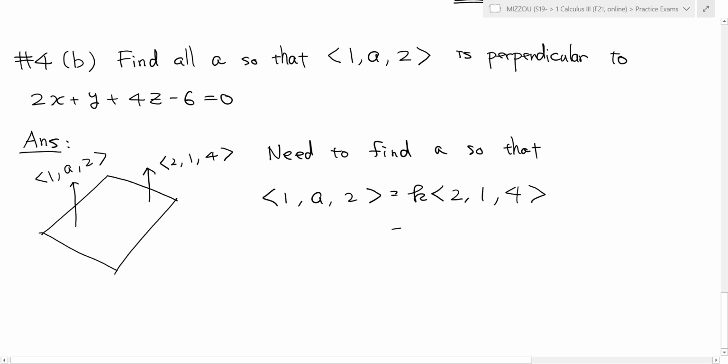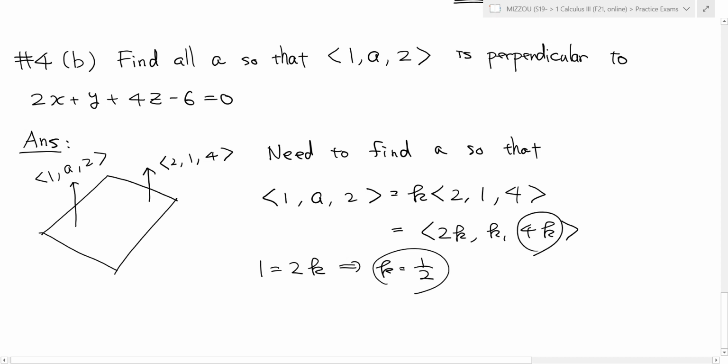And from this, what do you have? Well, here, this is 2k, k, and 4k. So therefore, you get y equal to 2k, and this gives you k equal to 1/2. Now, if k is 1/2, indeed 4k is 2, so that's fine. And therefore a is equal to k, which is 1/2. So the answer is 1/2. All right, so this is number 4b.